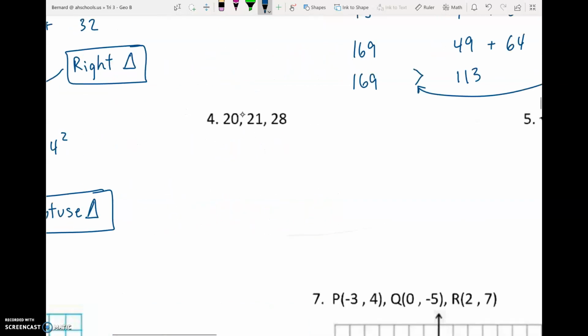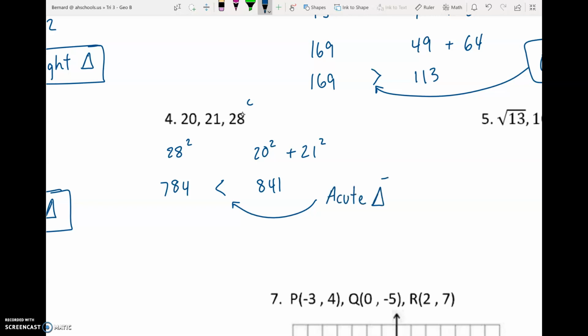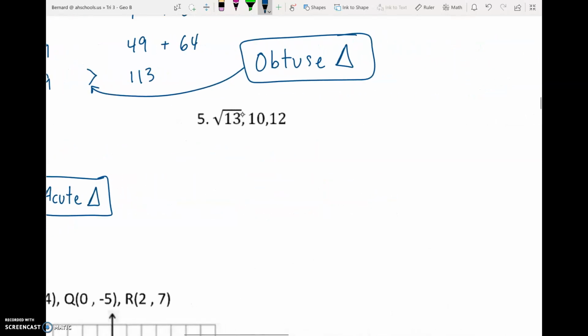All right, let's do the next one. Obviously 28 is C here. So 28 squared. And then we'll compare that to 20 squared plus 21 squared. 28 squared is 784. 20 squared plus 21 squared is going to be 841. This time 784 is less than 841. So this time we have an acute triangle. When C squared is less than A squared plus B squared, we get an acute triangle.